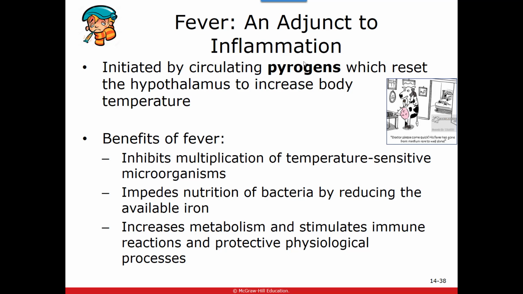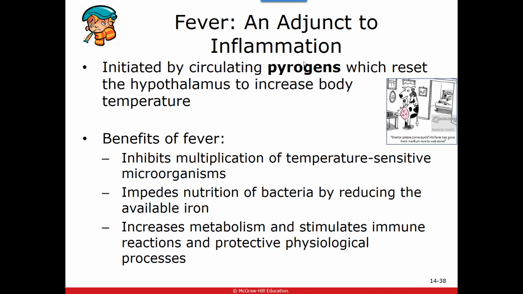And everyone always thinks fever is really bad. Well, if it is high enough, it can cause damage to the body. But there's a reason why our body does initiate a fever. There are some benefits to having a fever. One, as your body temperature goes up, it can inhibit bacteria.